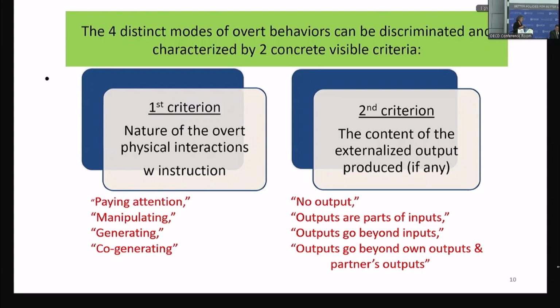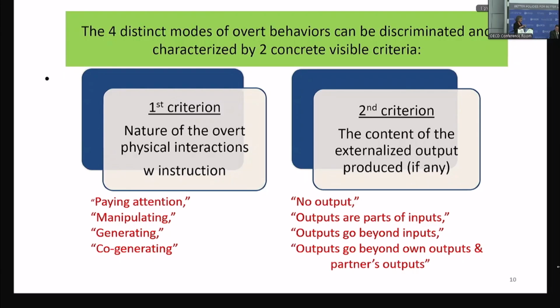This criterion is a little bit more relevant for K-12. The second criterion is the content of the externalized output produced, if any. This criterion is more relevant for more college sort of activities. So the first criterion are things like paying attention, manipulating instructional materials, generating new knowledge, or co-generating. And the second criterion is whether you produce any output, whether the outputs are part of the inputs, whether the outputs go beyond the inputs, and whether the outputs go beyond your own inputs and your partner's input.